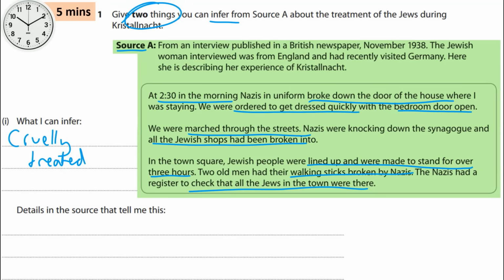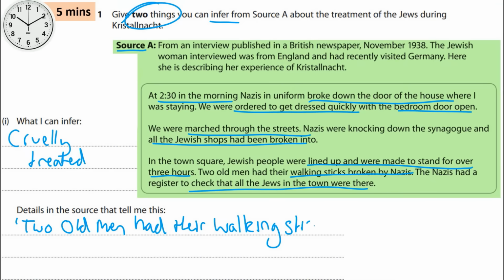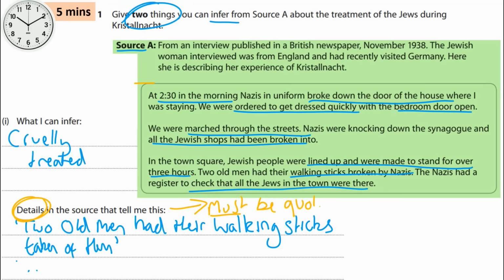So here we go. I've read through the source in question. I'm saying from this, I can infer that the Jews during Kristallnacht were very cruelly treated, and then I need to back it up. Now you have to back this up with a quotation from the source. So I'm directly, using quotation marks, taking a part of this short sentence and writing that here under details. If it's a written source, it must be a quote. And if it's a visual source, be very specific about what it is you can see. About 5 minutes for this question. Shouldn't take you too long.